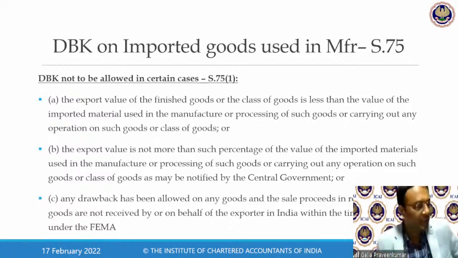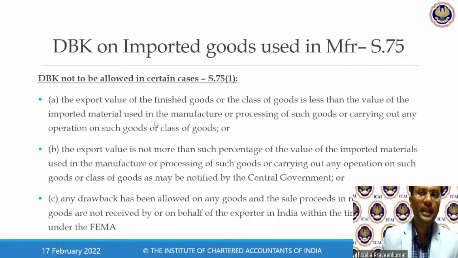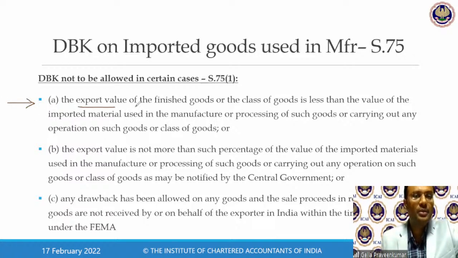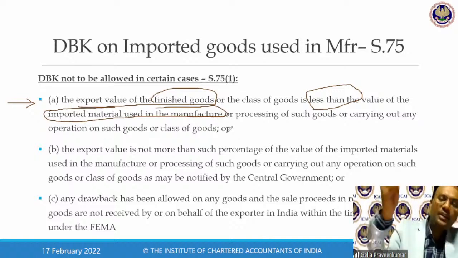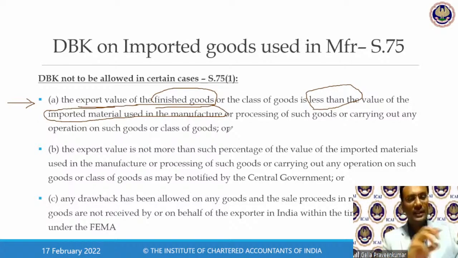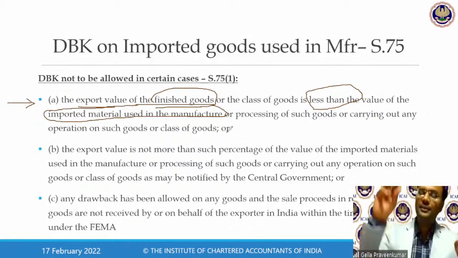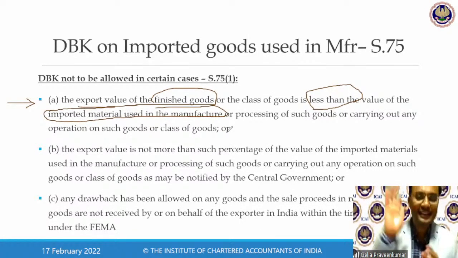Yes. The government says, look, I'm not going to pay you drawback just like that because you are manufacturer. To give you a drawback, you have to satisfy a few conditions. Now, first case where my drawback is not allowed. The export value of the finished goods or the class of goods is less than the value of imported material used in the manufacture or processing of such goods or carrying out any operation. So I have imported value of goods, say 10,000. This 10,000 I have used in the manufacture of goods and I have exported the finished goods. The value of finished goods is 6,000.